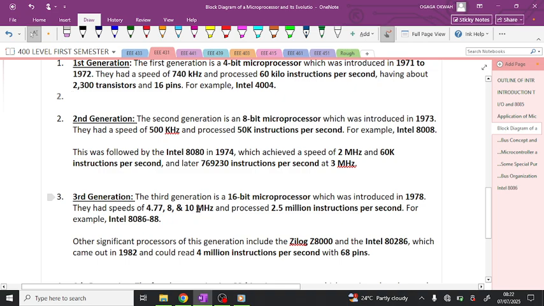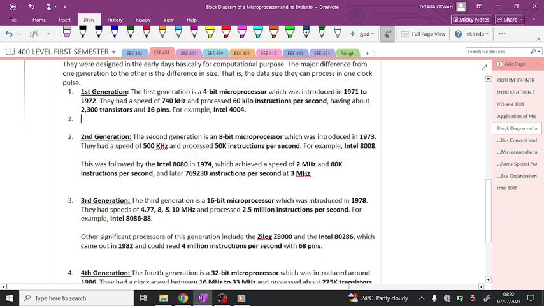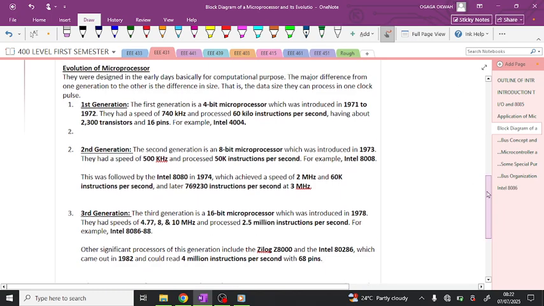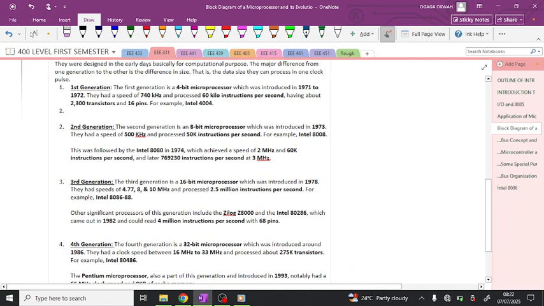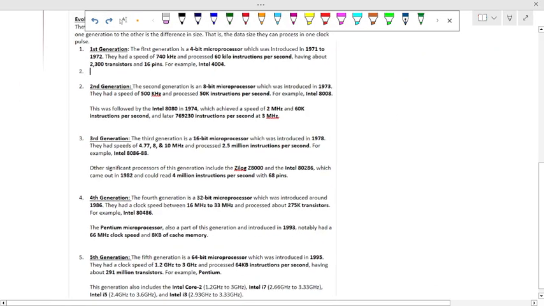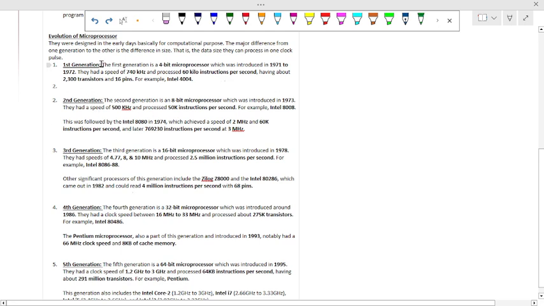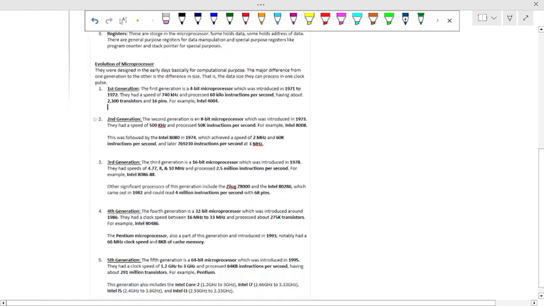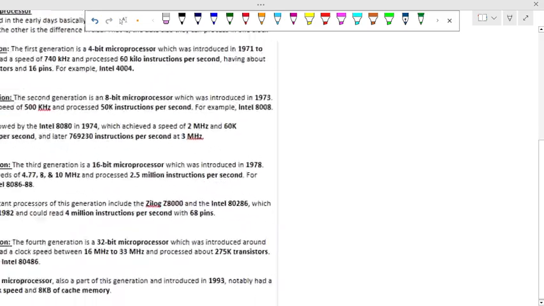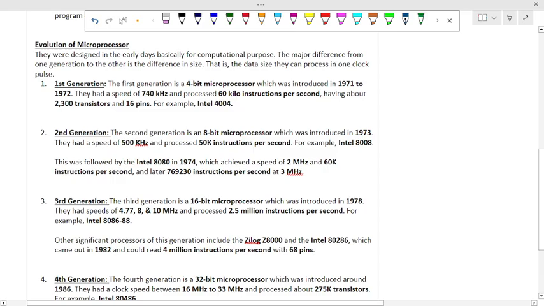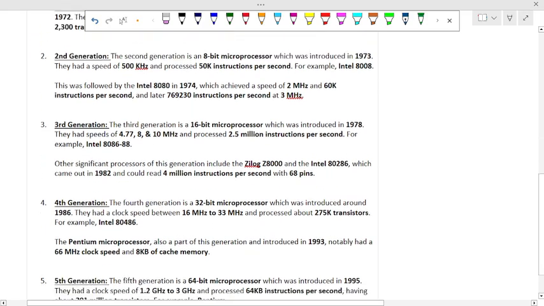So maybe you just take a screenshot of this, instead of me reading the whole thing, and then study through it. We wrote it down in a way whereby each generation looks like the previous generation, but with a difference in values. This one is 4-bit, this one is 8, this year is different from this year. We arrange them basically in the same form: first, second, third, fourth, and fifth.